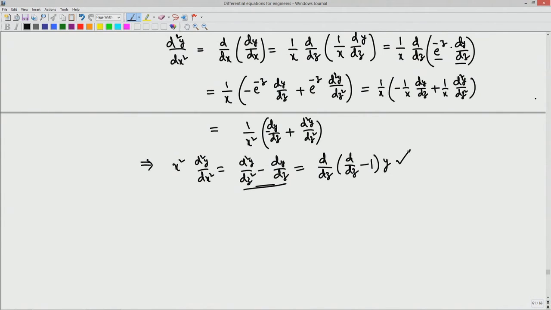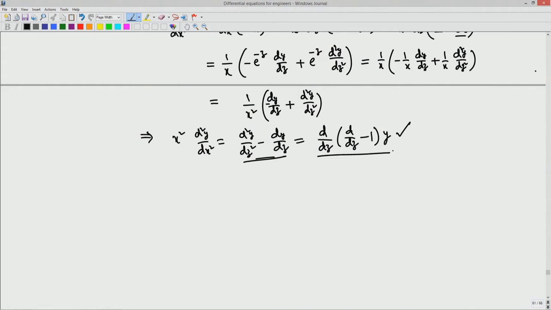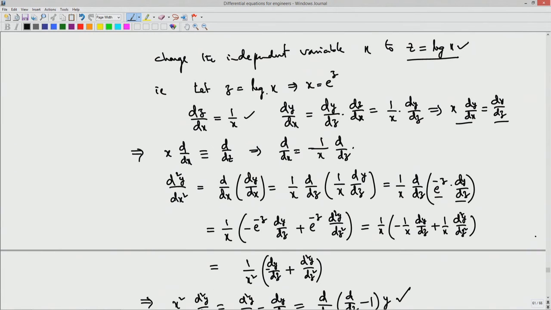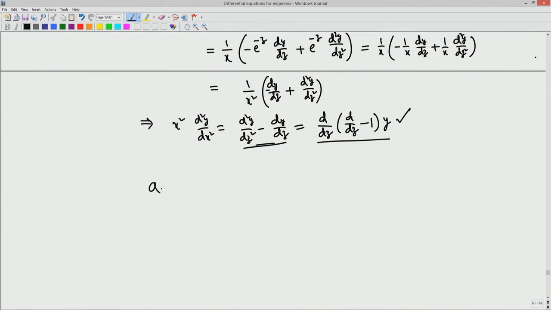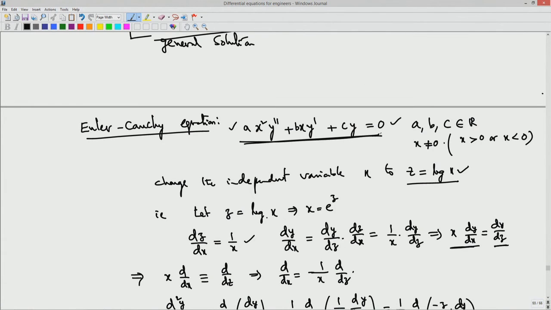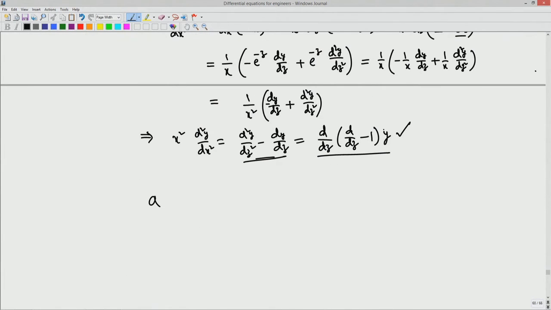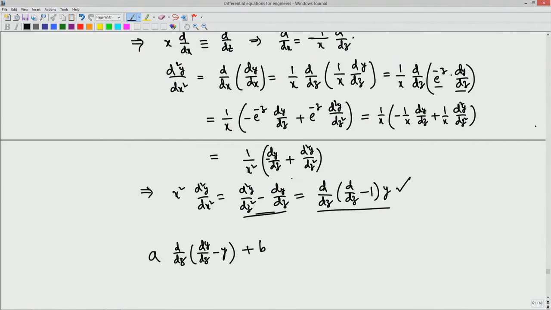Now you replace x square y double dash with this, and x y dash with the simpler form you have already seen. Finally, if you substitute in this equation, a times x square y double dash is replaced with d dz of d dz of y minus y, plus b dy by dz, plus c y equal to 0.